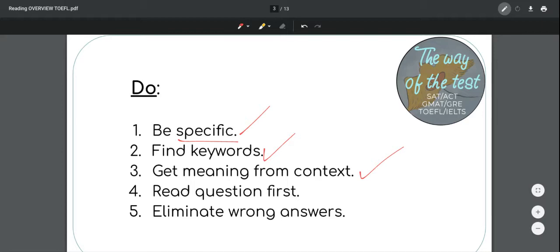And you want to read the question first. This is part of the strategy, so you definitely don't want to read the full text first and then go question by question. What you want to do is read the question first and then see how you can answer the question from the specific part of the passage. And you definitely want to eliminate wrong answers. Again, we'll be covering that as well in this video. We'll be covering how to eliminate the wrong answers.